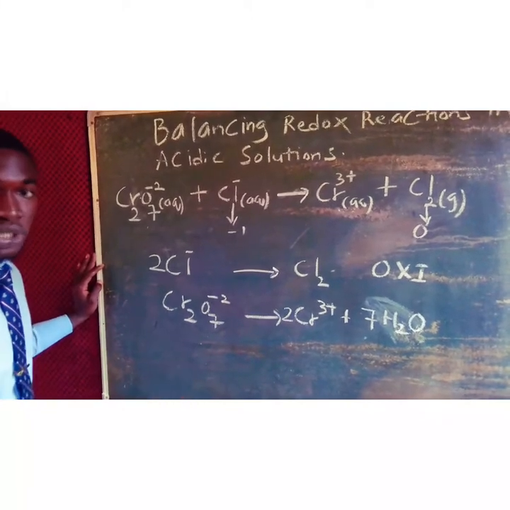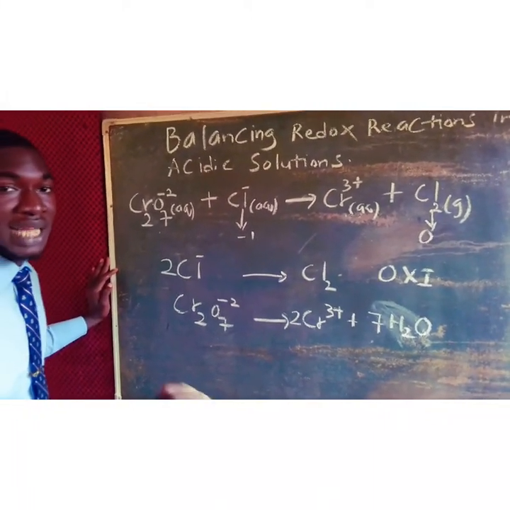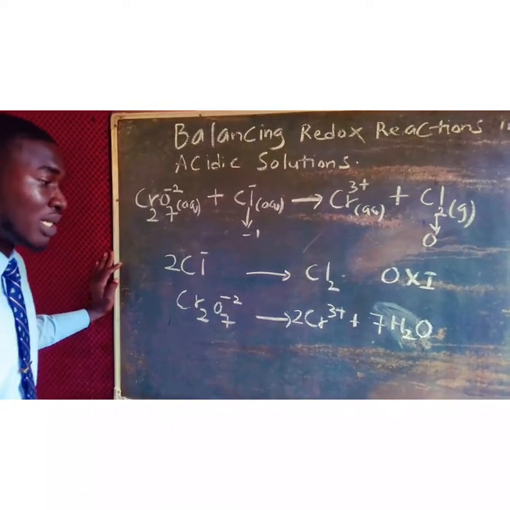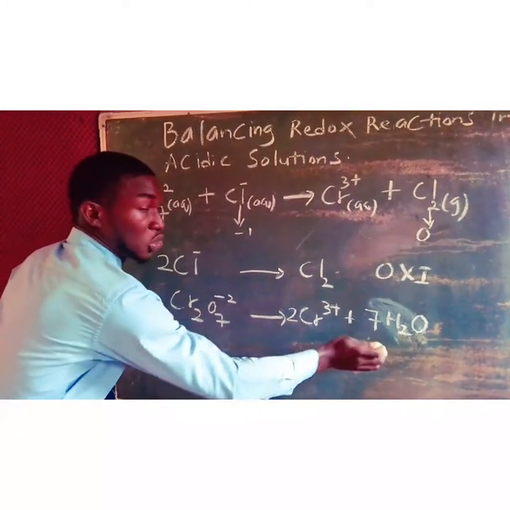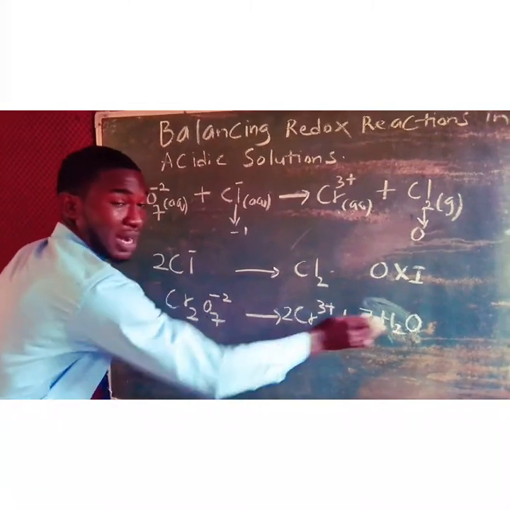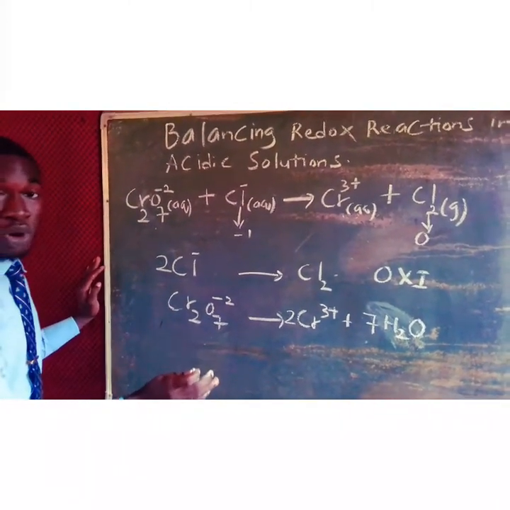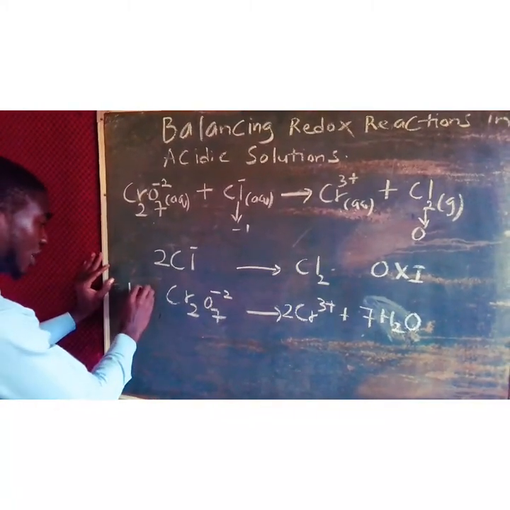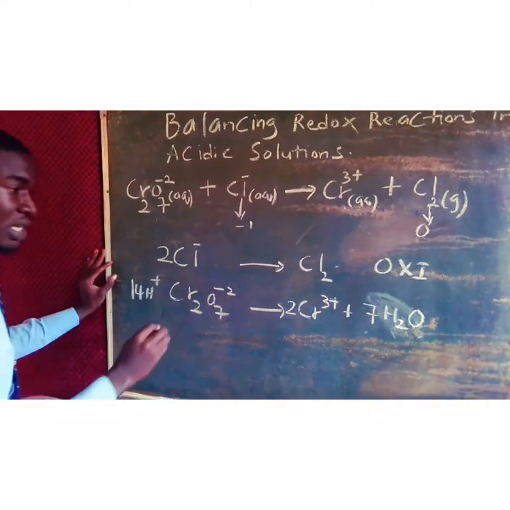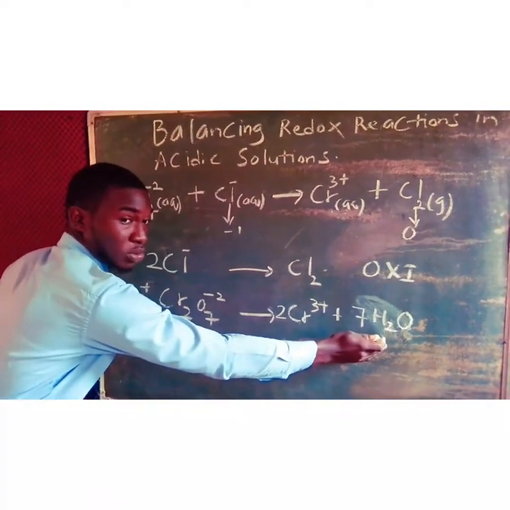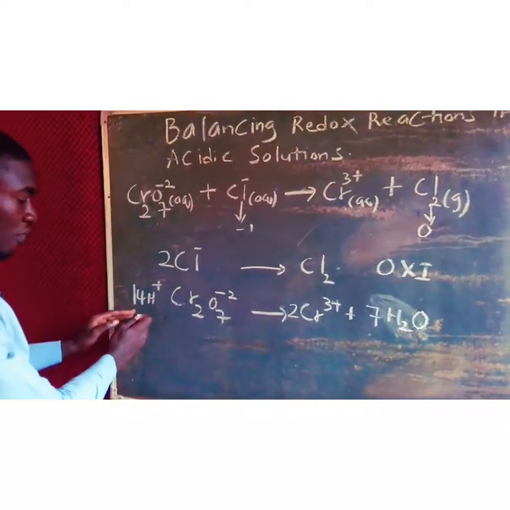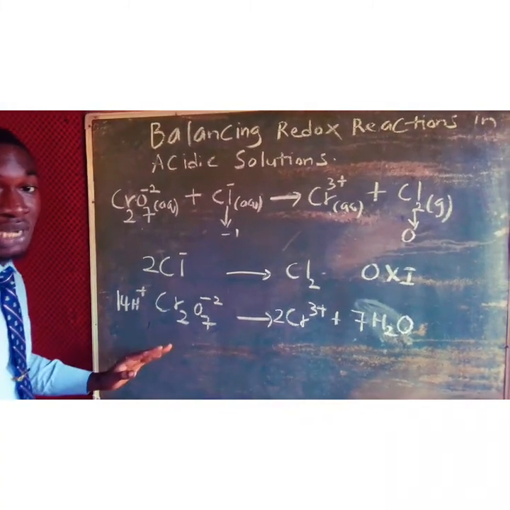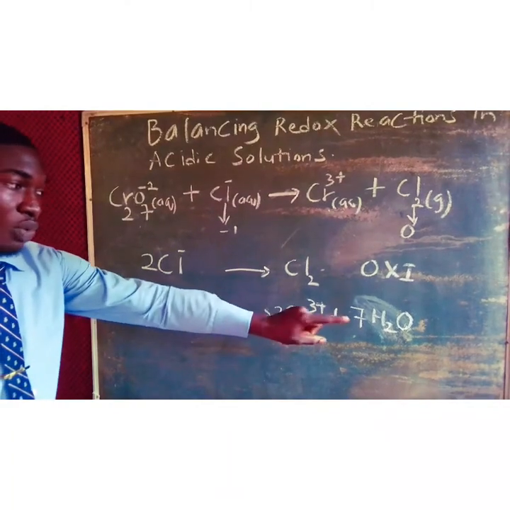We'll go to the next step that says we should now balance hydrogen by adding what? The hydrogen ions. So how do we do that? Adding water here introduced 14 atoms of hydrogen. So we have to balance the hydrogen by adding 14 hydrogen ions here. Hence we have 14 atoms of hydrogen and 14 here also. So the atoms of hydrogen and oxygen at this point are balanced.